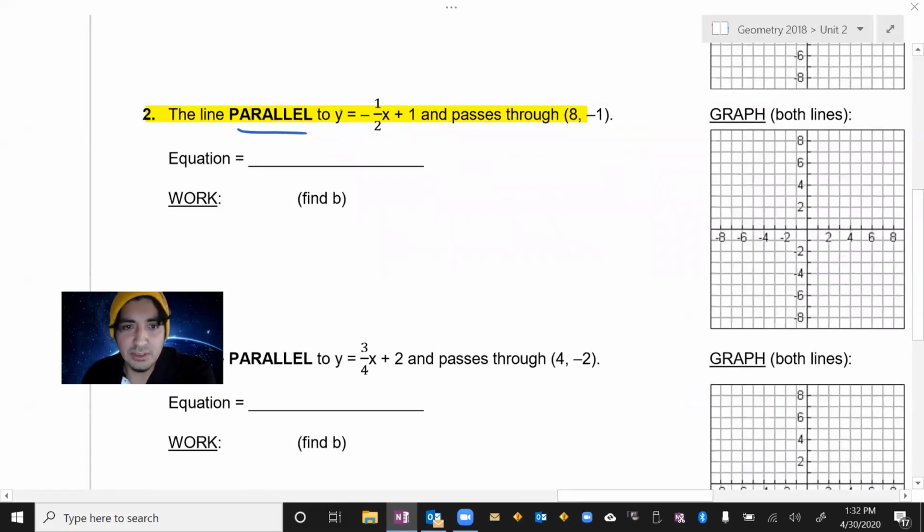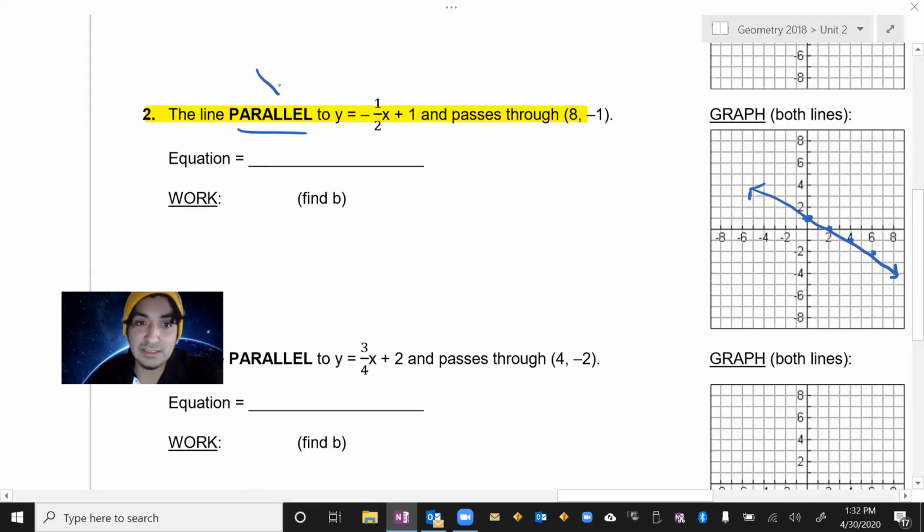Parallel, right? So y equals -1/2 x plus 1. So I'm going to go up 1 at the y-intercept. And it says -1 over 2, so it's down 1 over 2, down 1 over 2, down 1 over 2. And then there you go. So that's your first line.